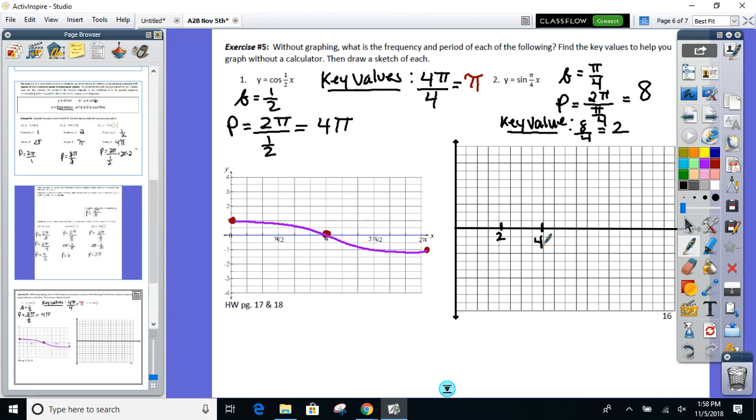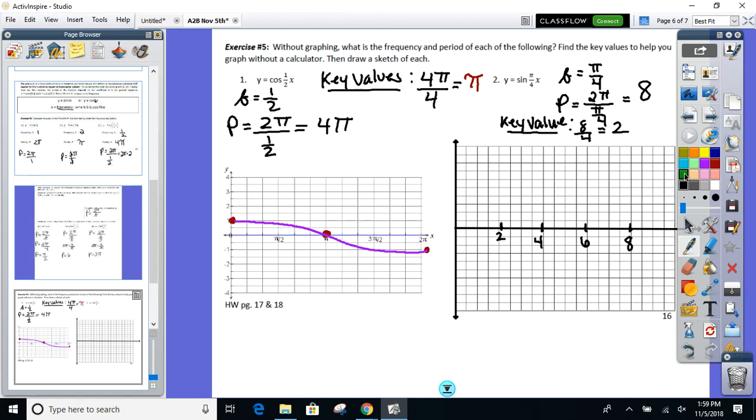What's going to be the next one? 1, 2, 3, 4, 6. Yep. And then the last one, which should be the period. The last point you graph on here should be the period. There's no reason to go any further. I'm only going to graph one cycle.